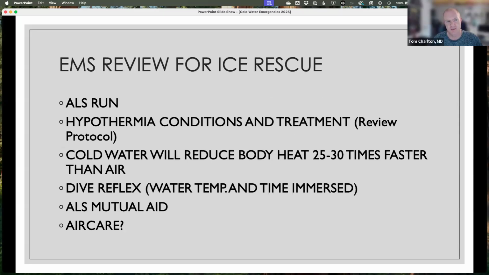So when we're dealing with an ice rescue, these are almost universally going to be an advanced life support run. We need to assume that these folks are going to be hypothermic. We know that cold water sucks the heat out of them 25 to 30 times faster than air. And then we also need to keep in mind, is this something where air care may be beneficial? If they are profoundly hypothermic, even if they may be in cardiac arrest, air care may be willing to transport that person with the Lucas device in place to get them down to ECMO so that they can get rewarmed. So keep that in mind when you're developing your plan.